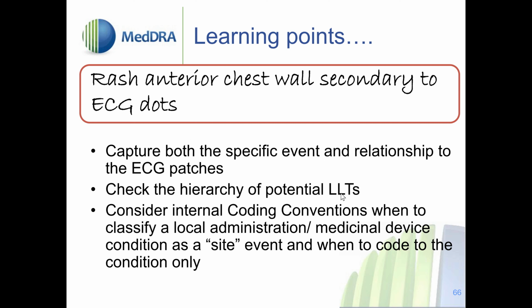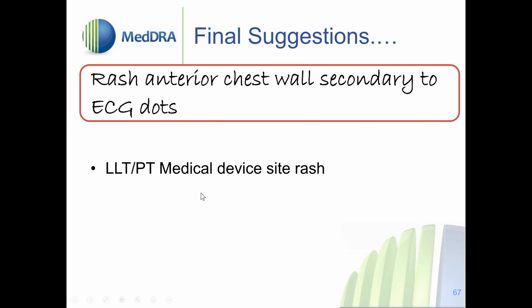We have shown you how to check the hierarchy, and then by prioritizing, you can look for the most appropriate one. And it might be something that you want to consider an internal coding convention when you would classify something as a local administration versus the condition itself. So rash on the chest, that maybe is why some of you would have selected rash on trunk. But my choice here is that I would prefer to see the relationship, capturing it as a device site. So our choice here would be medical device site rash.